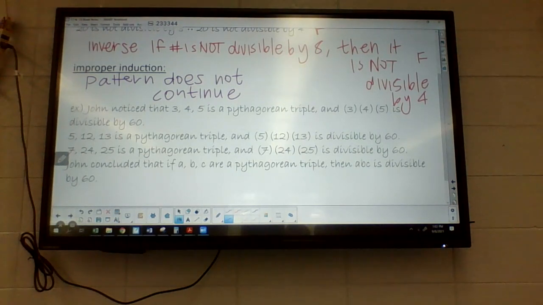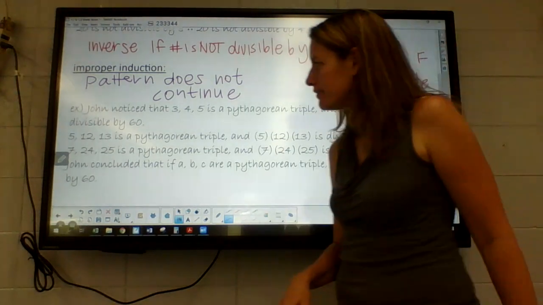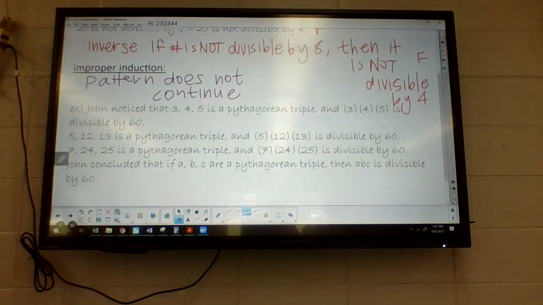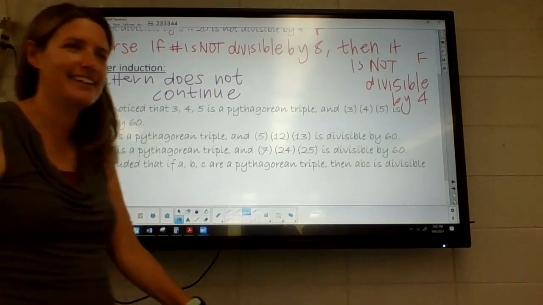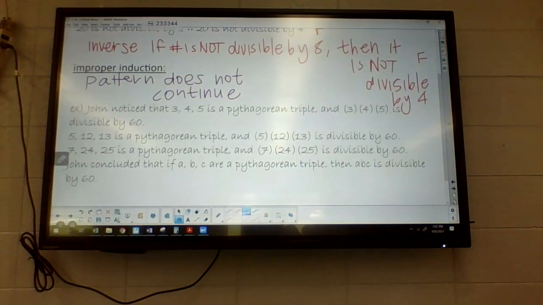So is John onto something, and are all Pythagorean triples divisible by 60? Do you know any other Pythagorean triples? No. Do you have a phone to Google? Google a Pythagorean triple for me other than one of these. See if you can find a Pythagorean triple. See what other ones you guys think. You can spell Pythagorean. No, it's on the board.